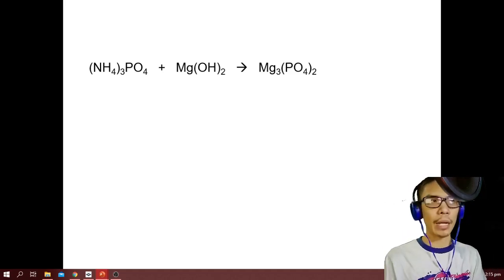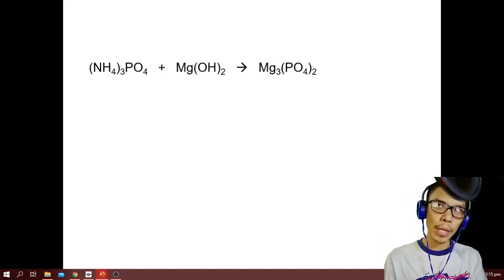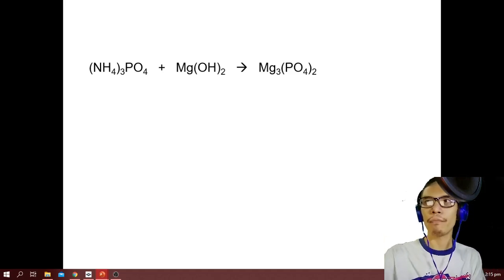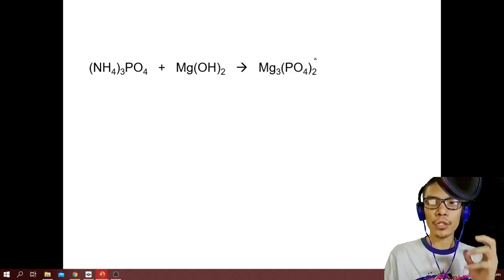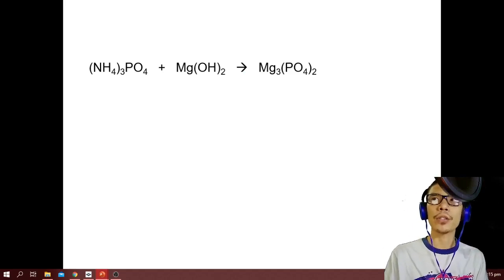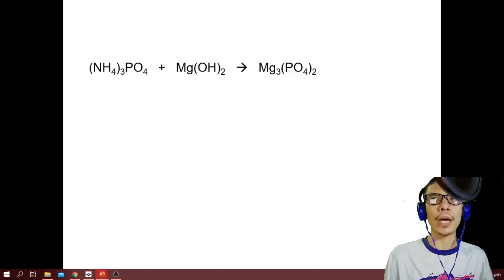Okay, so let's predict the product of this chemical reaction that I have right here. This is a double replacement reaction, and it should have 2 products. The one that is given here has only 1 product, so what will happen here? Let's predict what the product is.